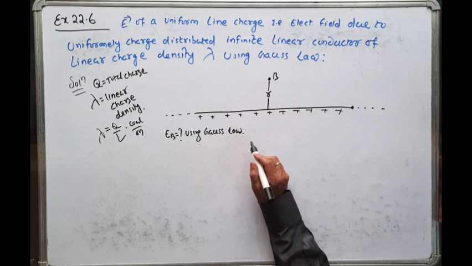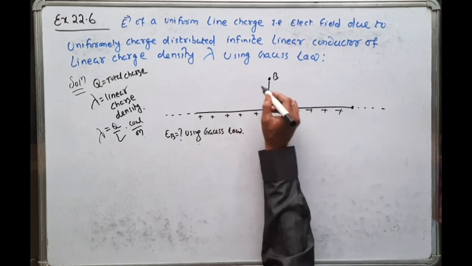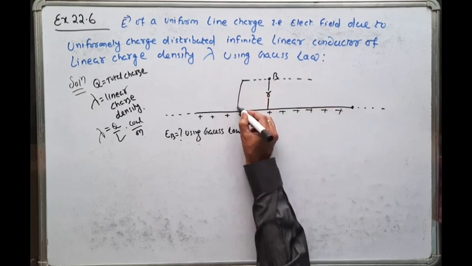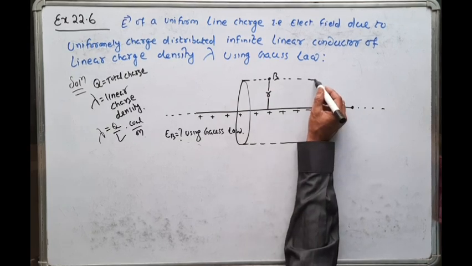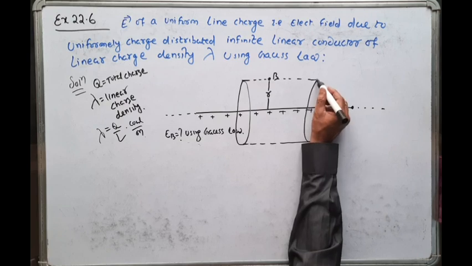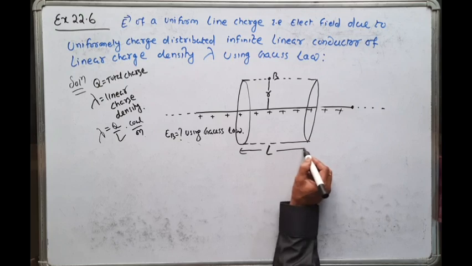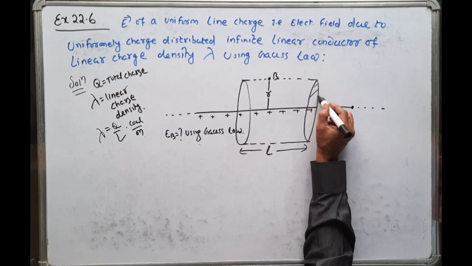We know to apply the Gauss law, we have to take an imaginary surface. That imaginary surface is called Gaussian surface. And you will select the Gaussian surface in such a manner that each point on the surface will be symmetric about this linear charge conductor. For that, we have to choose a cylinder surrounding this conductor. So let us say the length of the cylinder is L, and this is the area of cross section.